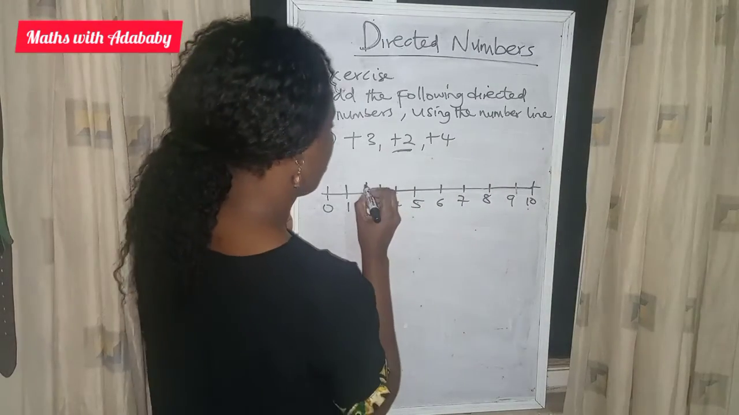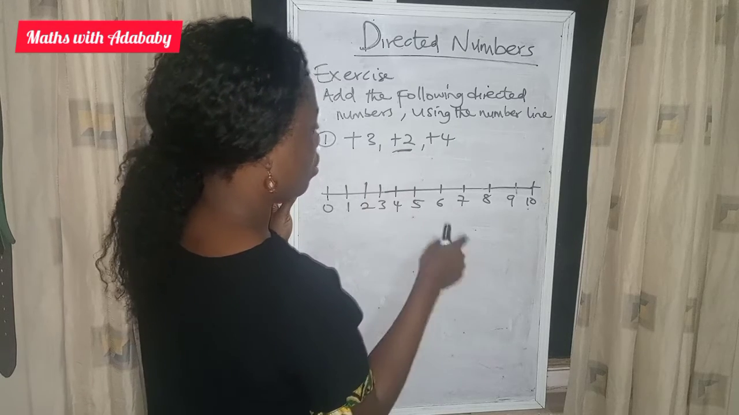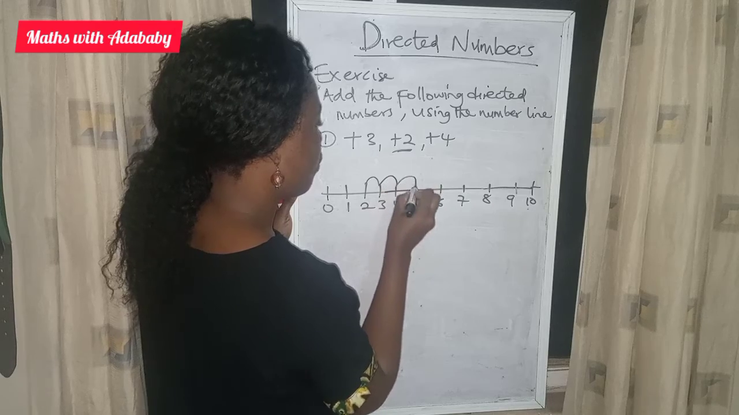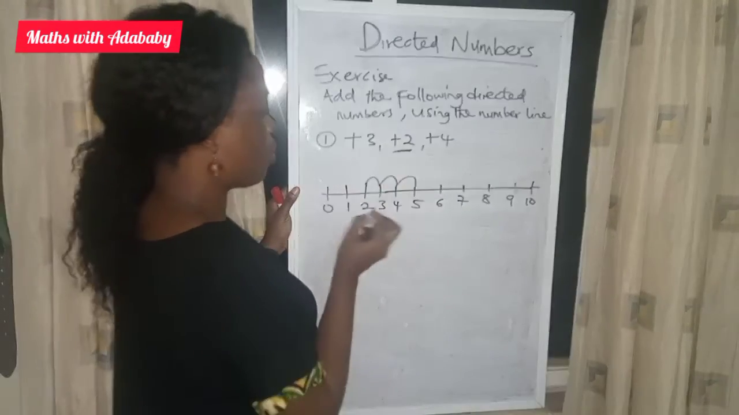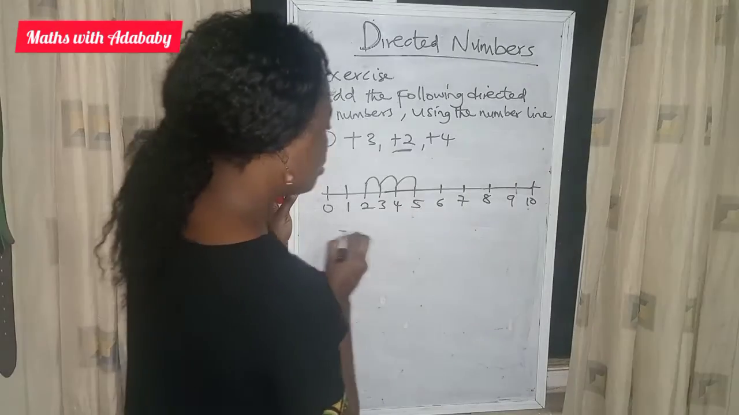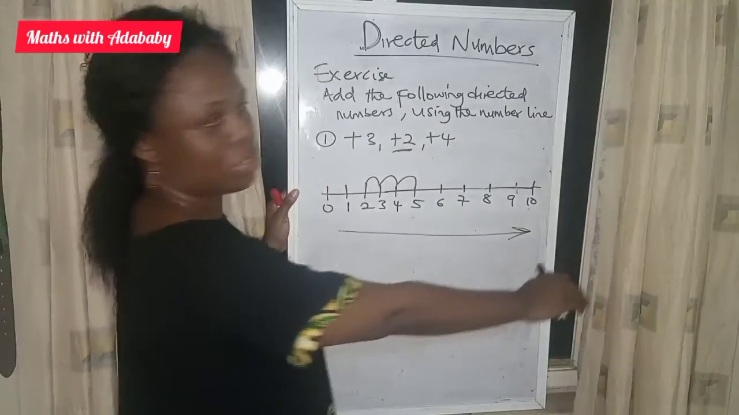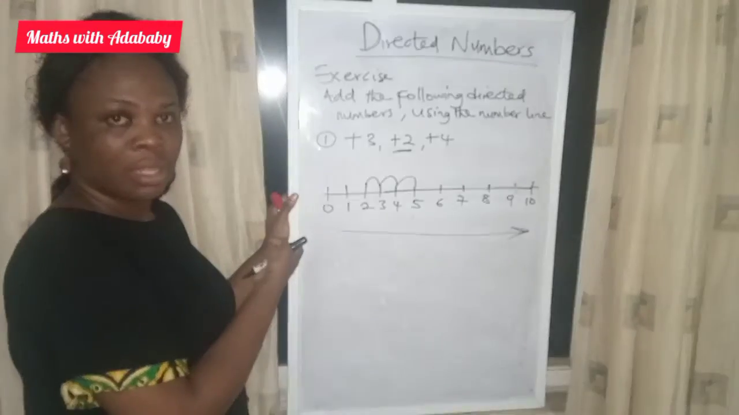We are going to say 2. So this is 2. We are going to add 2 to 3. So we are going to be counting 1, 2, and 3. We are counting 3 because we are counting from the lowest number forward. Remember that positive numbers go towards the right, so we are counting towards the right. If it was negative numbers, we would be counting towards the left.